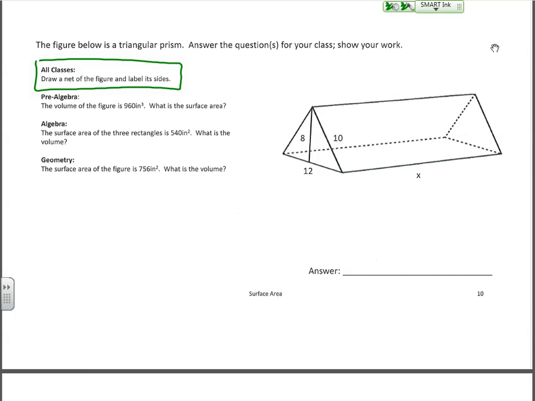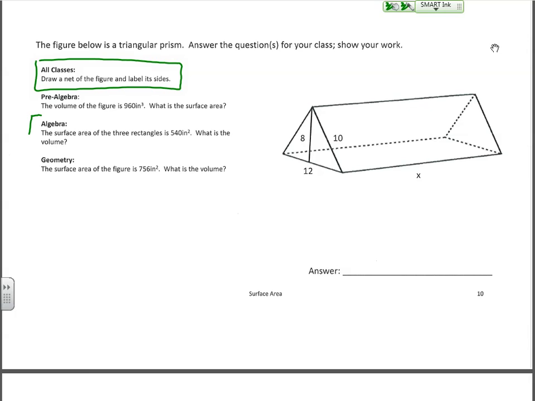And it's important to note that your 2 rectangles that make up the sides are a different size than the rectangle that makes up the base, that bottom side. So just keep that in mind when you draw your net and label the sides.